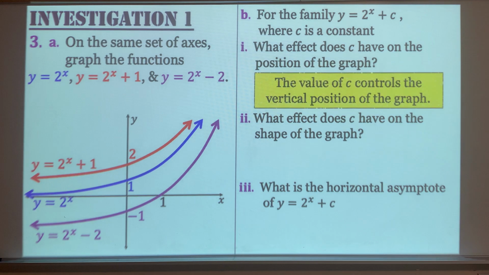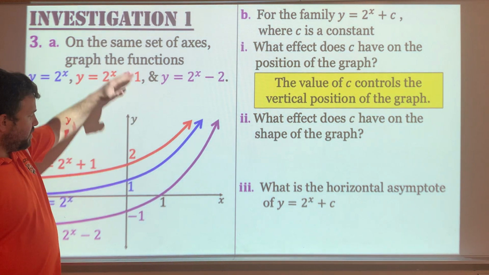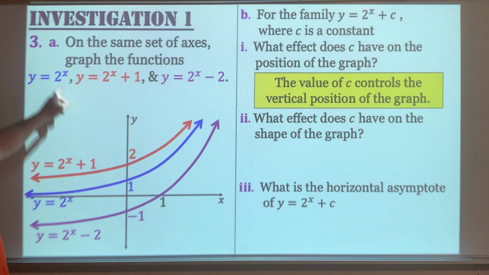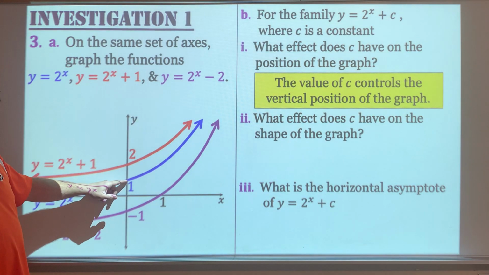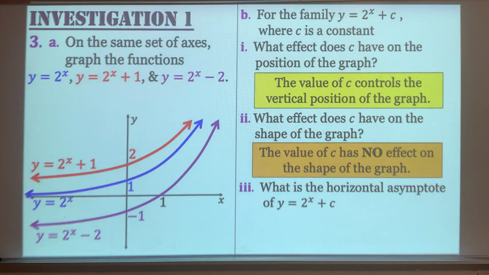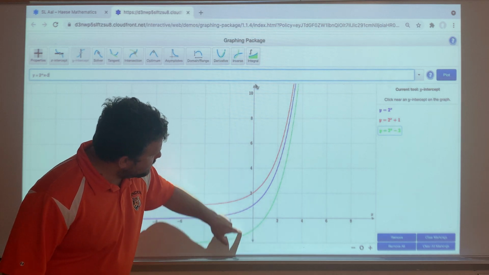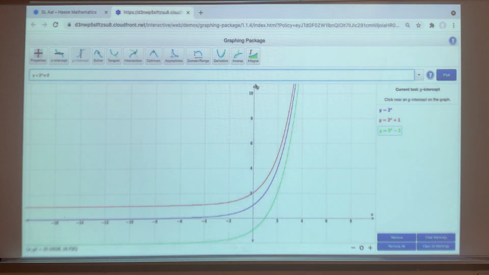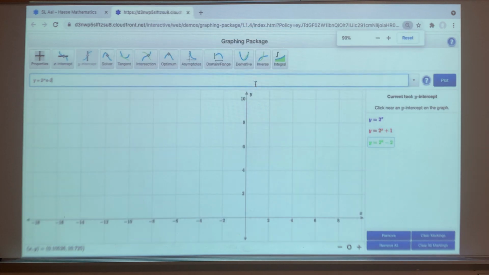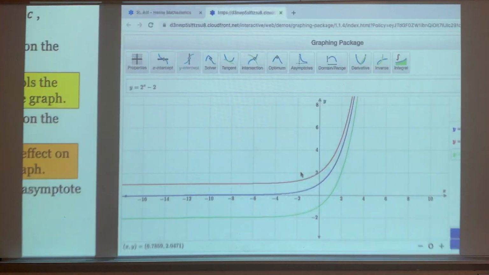Let's check it out. What effect does C have on the position of the graph? C controls the vertical position. So C shifts it up and down. Now it's not necessarily the y-intercept, because for 2 to the x the y-intercept is 1, it's not 0. What effect does C have on the shape of the graph? No effect whatsoever on the shape. You can see that better with this graph right here, because these are all the same shapes. I can take this, pull this up, push this down, and it'll all be the same graph. It's a little more difficult to see in this situation here.